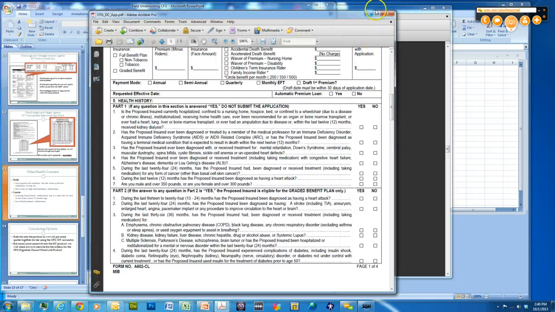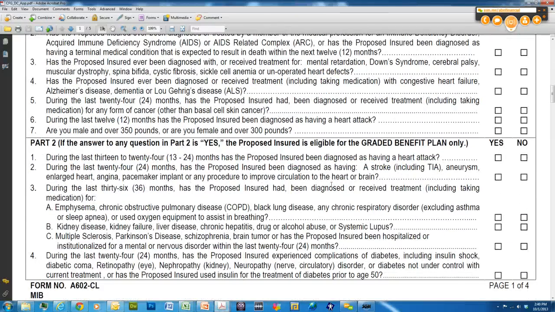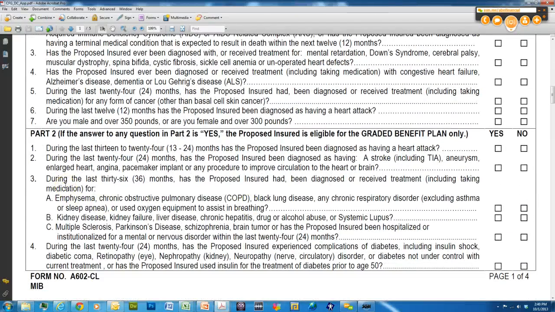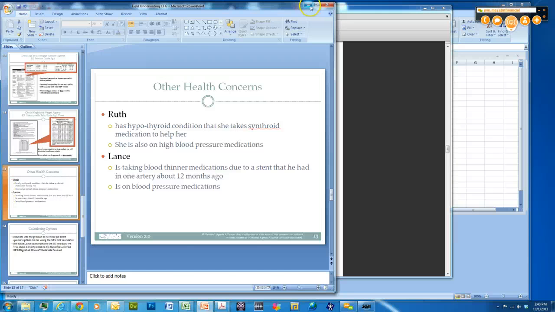So going back to the questionnaire, part 1 he passes, part 2: during the last 24 months, has he been diagnosed as having, and then we say improved, or any procedure to improve circulation to the heart or brain. So that means it's 12 months ago, so that means he's only eligible for the graded benefit product. Okay, so I'm going to go back to my software.